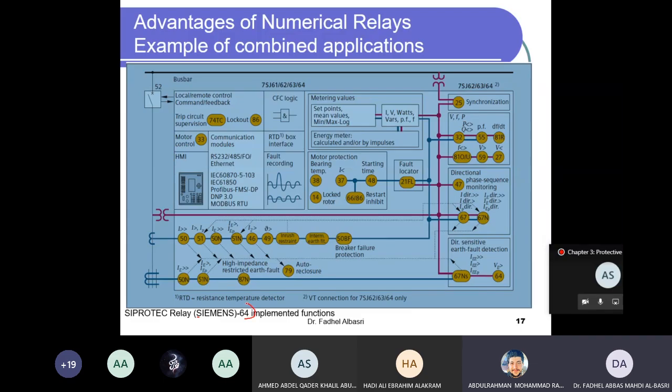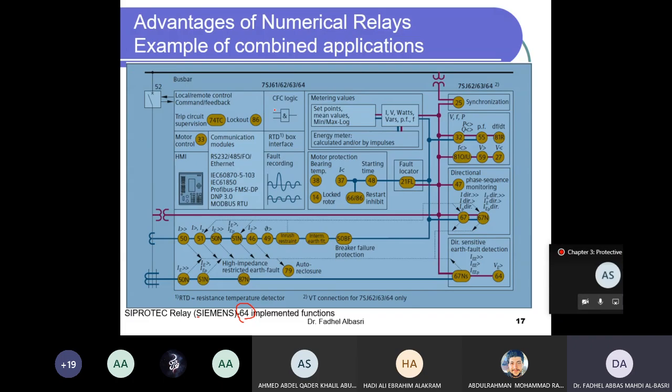Siemens. It has 64 protection functions. These are the yellow ones. This is overcurrent, instantaneous. It has negative sequence overcurrent, has a differential, and it has a communication module. I can connect it through RS-232 or 485. It has this measurement module to measure the voltage, current, power, VARs, power factor. It has synchronization functions.